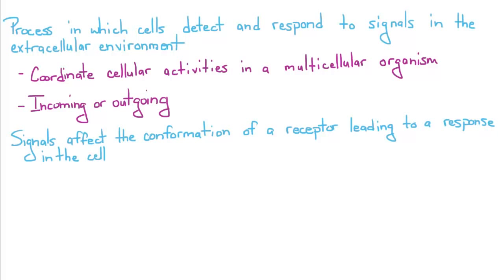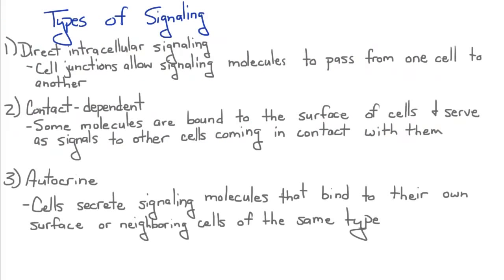But the basic premise is these signals are going to affect the conformation, or the shape, of a receptor protein on the outside of a cell or the inside of a cell, wherever the signal is supposed to go. This changes the shape of the receptor and it's going to lead to a response inside or outside the cell. Normally inside, though. There are several different types of signaling.